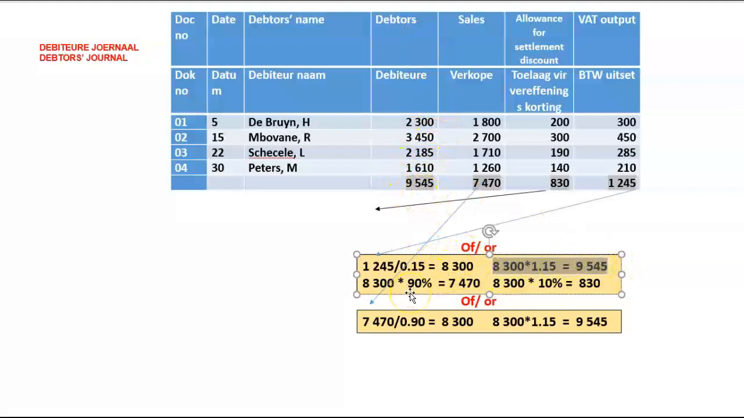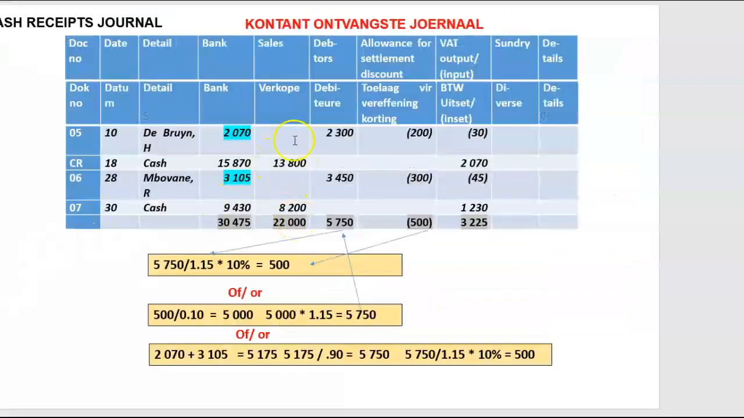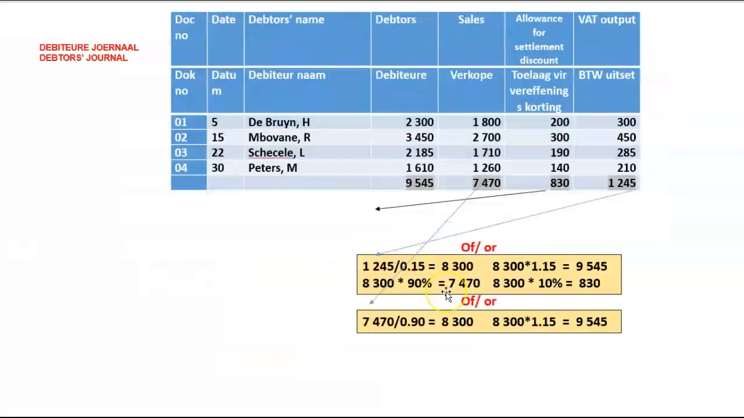8,300 times 90% will give me my credit sales figure for the month of 7470. So then the credit sales figure of 7470 and the cash sales figure of 22,000 will equate to my total sales in my income statement for the month.